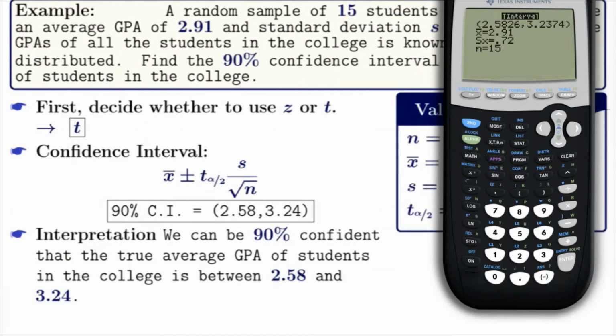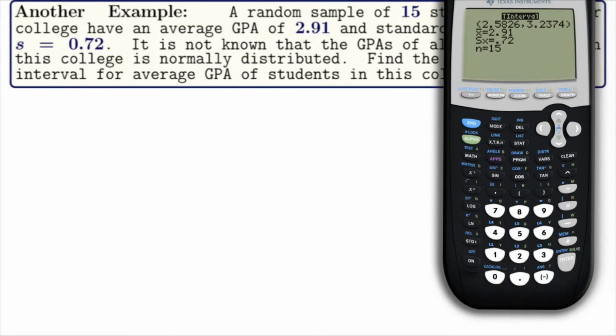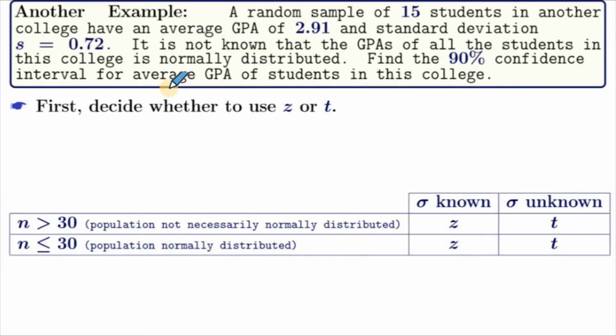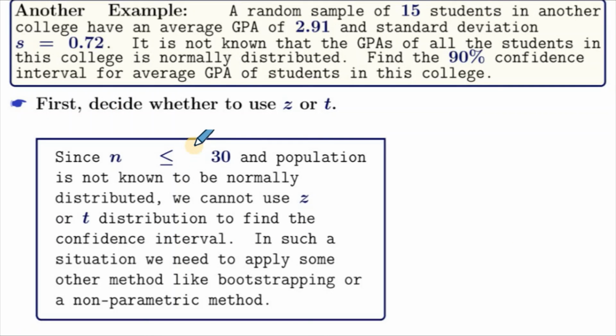Now let's look at this example here. So this example is very similar to one we just looked at. Again, we decide whether to use Z or T. First, let's look at the sample size, and it is less than 30. If we look at this table here, we know if n is less than 30, then the population has to be normally distributed. The problem says that it is not known if the data is normally distributed or not. So this means we cannot use Z or T. So here is the summary of what I just said.